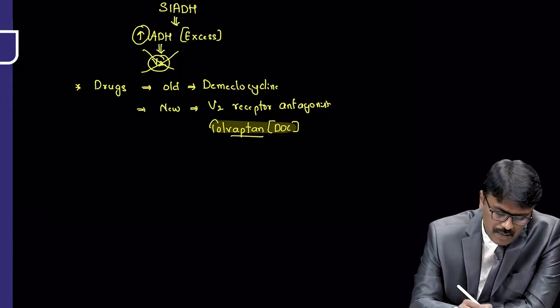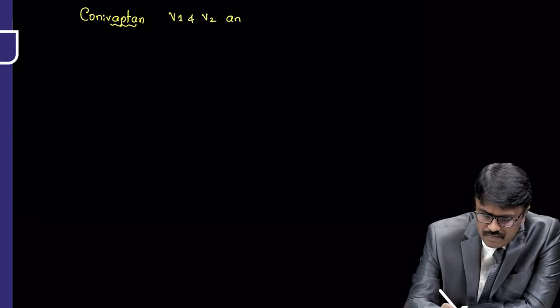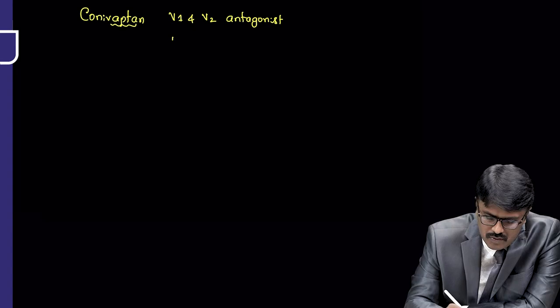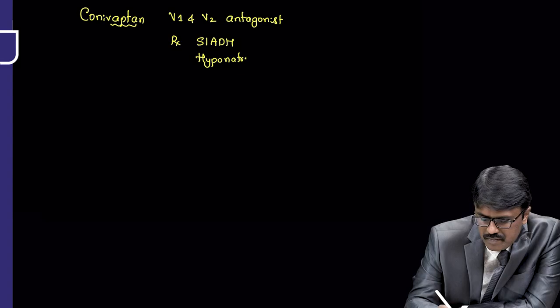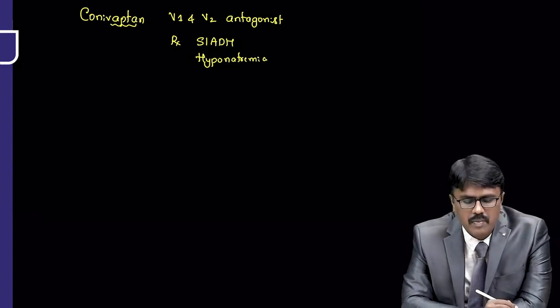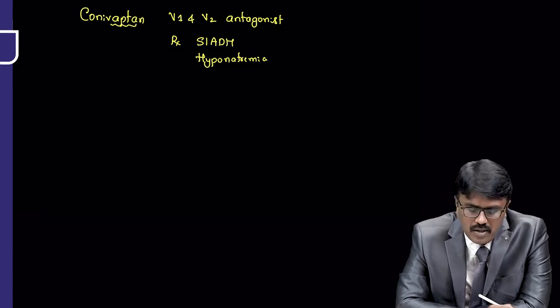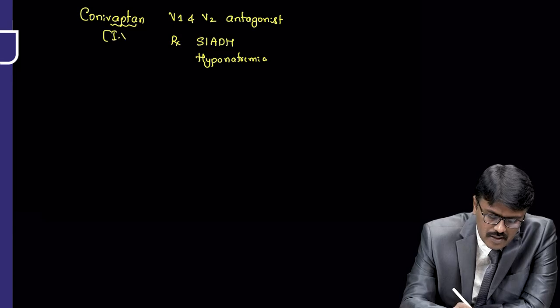Now let me tell you about vaptans. There is a vaptan called conivaptan. Conivaptan, remember these drugs which block vasopressin receptor, they end with vaptan. It is a V1 and V2 antagonist, and it is also used for treating SIADH. And also it is used to manage hyponatremia. So conivaptan is used to manage SIADH and hyponatremia, and the drug is given intravenous.